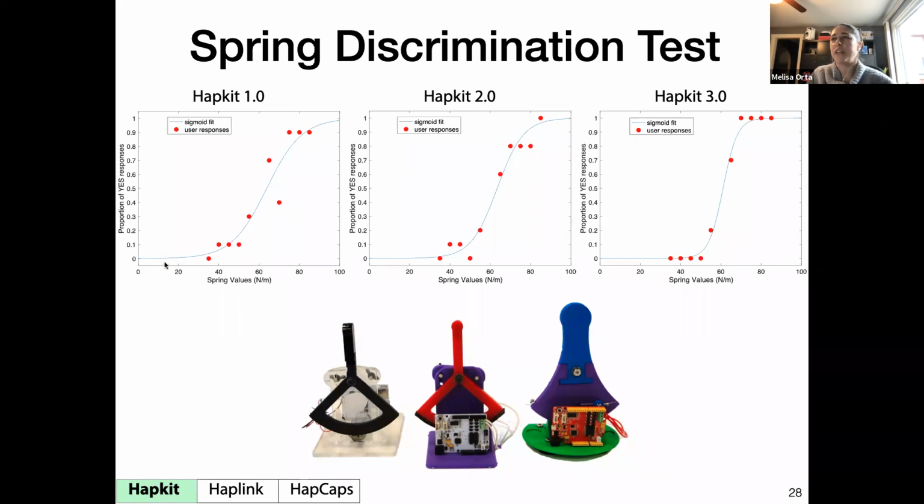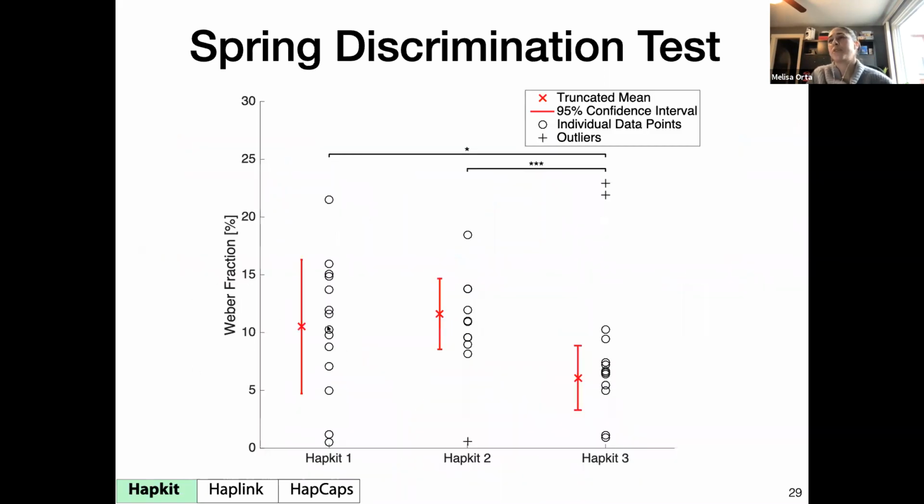And then to that, you can fit a psychometric function. And based on that psychometric function, you can calculate your just noticeable difference and your Weber fraction. And so in this plot, you see the different Weber fractions for each device, for each user in the user study as dots. And you can also see the mean Weber fractions. What the Weber fraction tells you is the minimum amount of stiffness change that a user will be able to feel. And so a smaller Weber fraction is better, because that means that you can render more distinct springs with that device. And as you can see, Hapkit 3.0 has a smaller Weber fraction than the other two.